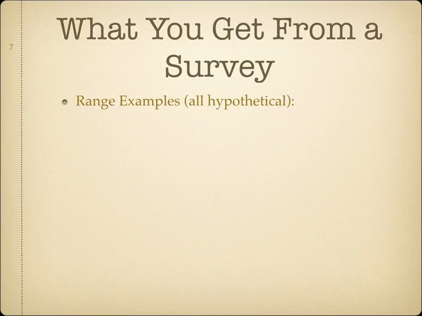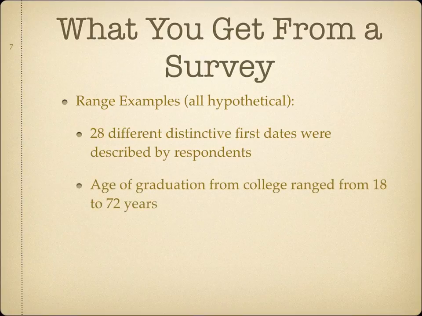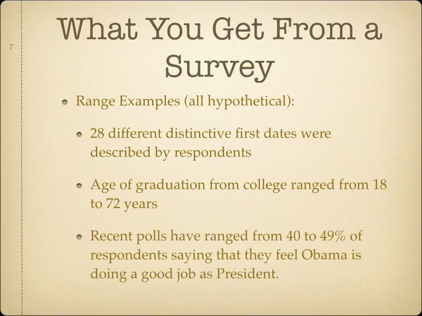Range examples, where you get some sense of the high and low. 28 distinctive first dates were described by respondents. The age of graduation from college ranged from 18 to 72 years. Recent polls have ranged from 40 to 49% of respondents saying that they feel Obama is doing a good job as president. All those would give you a sense of the minimal and maximum responses, or at least some sense of how diverse the responses might be.